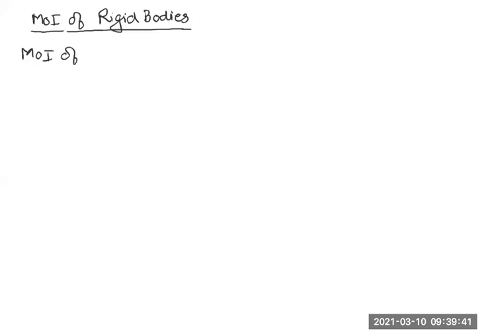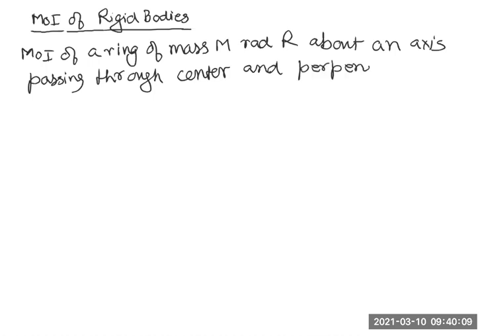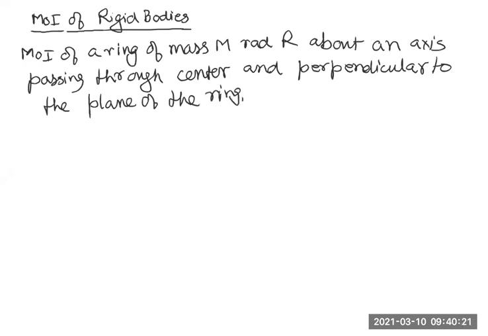Moment of inertia of a ring of mass m, radius r, about an axis passing through the center and perpendicular to the plane of the ring. And I want to draw this as well. So this is the ring, and this is the axis about which we want to find the moment of inertia.